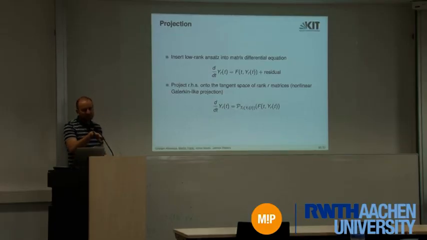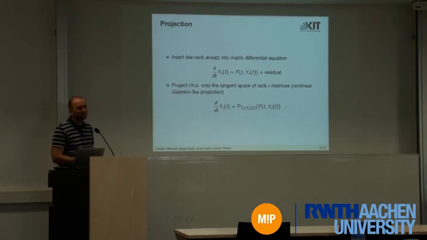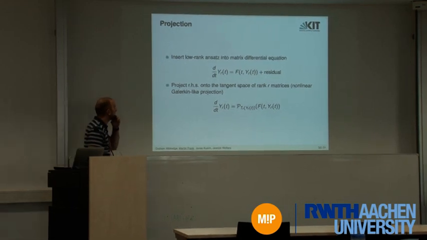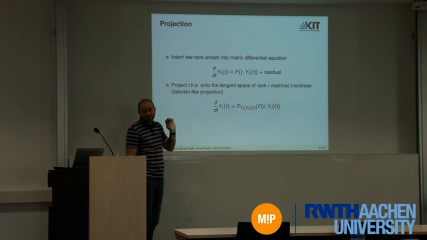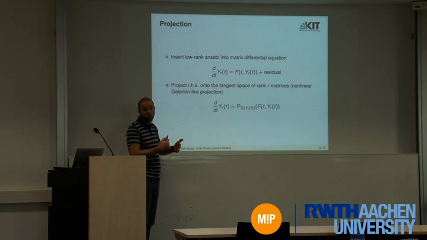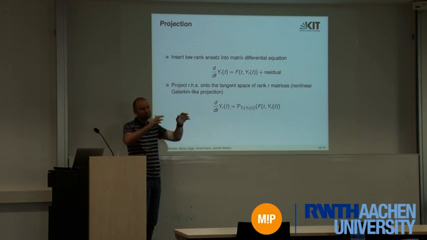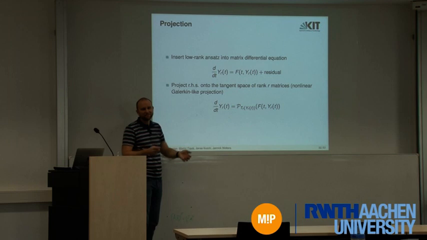So I need the residual to go away, and I need a procedure on how to get this residual to go away. That's a little bit different than in standard Galerkin. It's a nonlinear projection now, because it's a nonlinear method. The manifold of rank R matrices is not a subspace of the space of m by n matrices. It's a nonlinear subset. So it's a manifold, in fact.